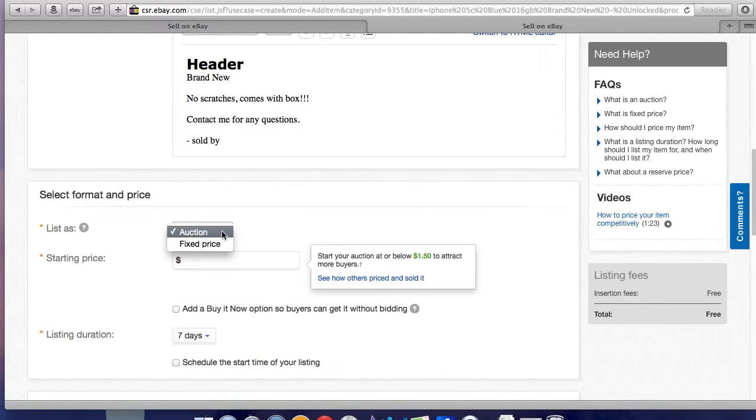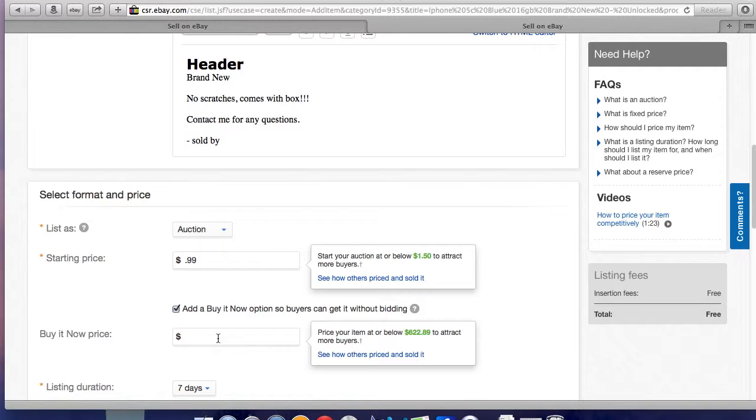So then under here you can choose whether you want to auction it, like start it at one price and keep increasing by whoever's interested, or you could choose buy it now, which means you just put in a set price, or you can do both. So I'm putting a starting price and a buy it now price.